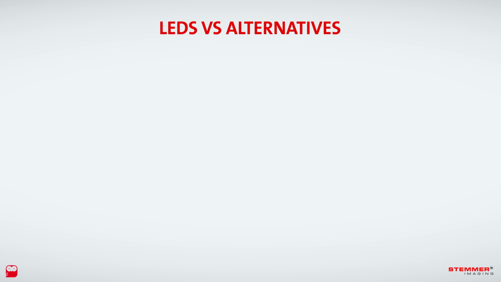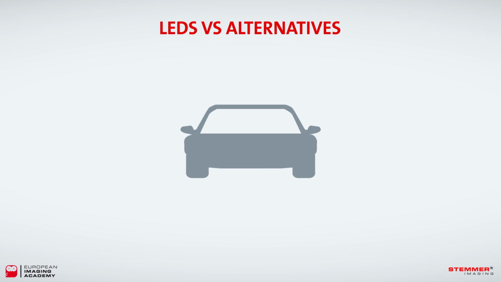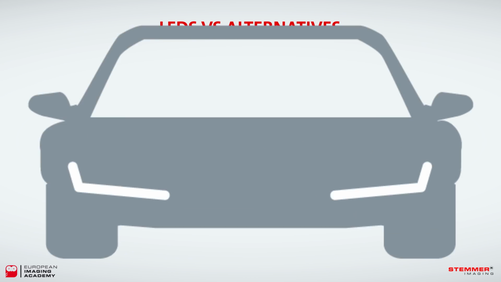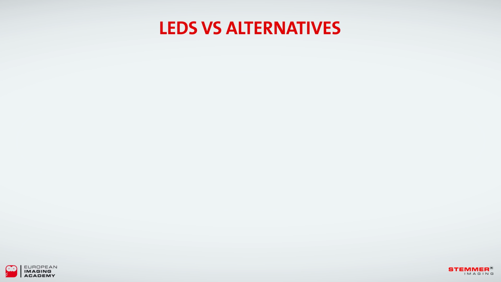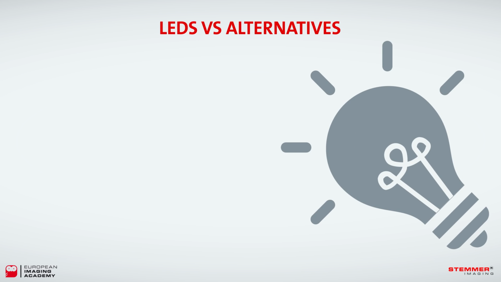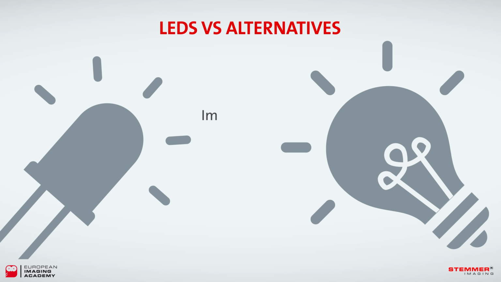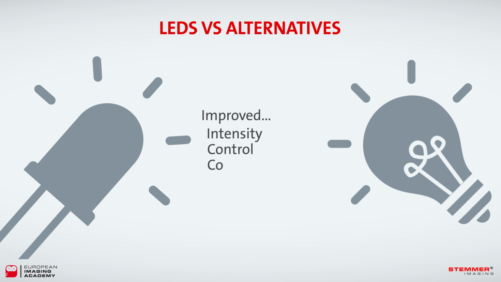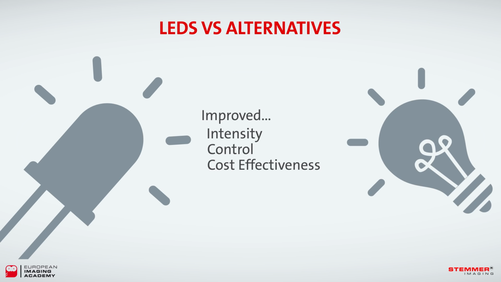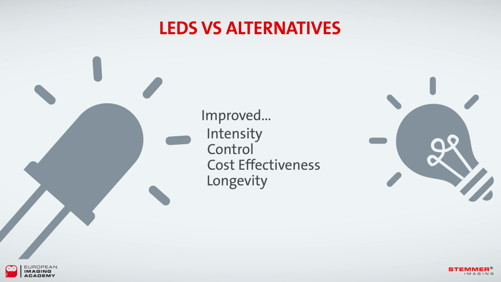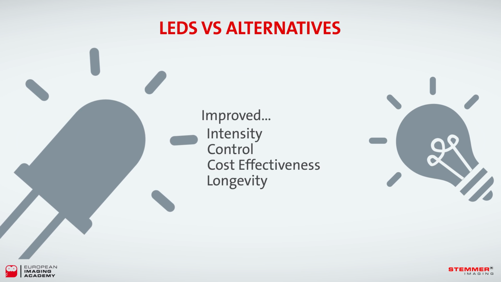LEDs versus alternatives. Light-emitting diodes haven't just made cars pretty, they've played a pivotal role in the evolution of machine vision as well. Historically, quartz, halogen and fluorescent lights were the most common sources, but thanks to improved intensities, control, cost-effectiveness and especially longevity, in most applications, LEDs have surpassed them.